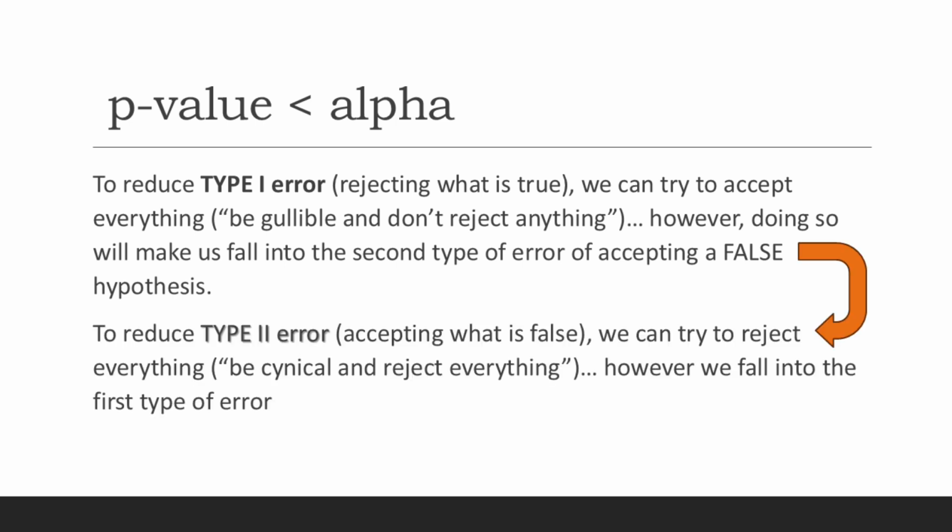So to reduce a type 2 error, we can try to reject everything, be cynical, and reject everything. However, we fall into the first type of error. So there has to be some sort of balance over here because we can go around in circles. Now, we're ready for the steps in hypothesis testing.